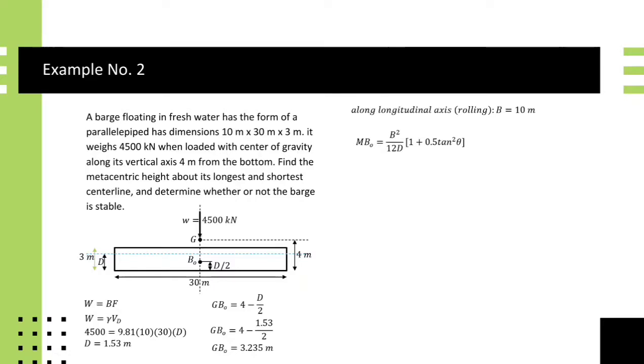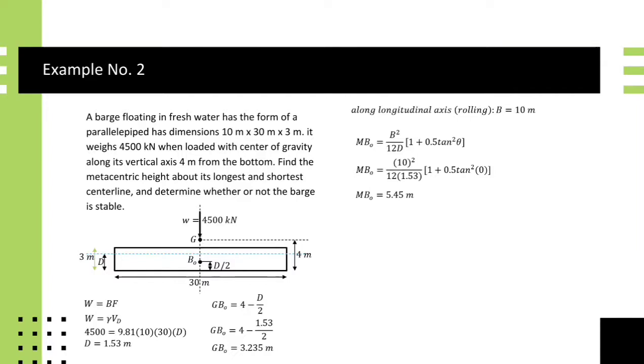So, meron kang value ng B. Ang base mo dyan is 10 dahil along the rolling axis ka. And then, 12 times D. The D is 1.53. And then, yung theta mo is 0 dahil wala tayong binanggit na situation na of tilting. So, walang tilting na naganap dito. So, ang kakailangan mo lang alamin is stable or unstable siya. And then, finding the MG. So, MBO, salpak mo lahat ng given, 10, 1.53, and 0. You will get an answer of 5.45 meters sa MBO.